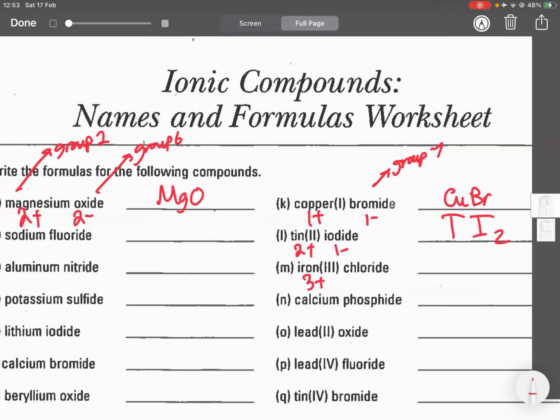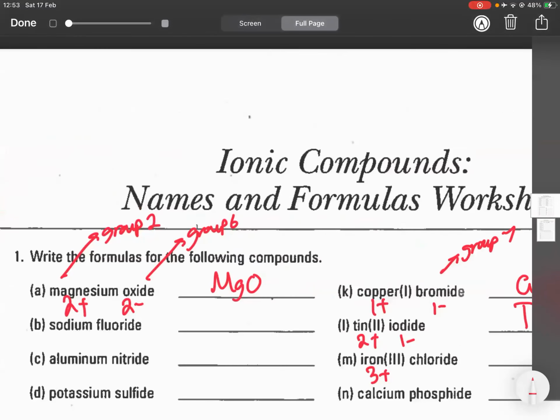Yeah. And then you just have to remember the periodic table. So group 1. You just have to remember how the group numbers are and the charges of them. And then the transition metals will be given in brackets like that. Okay? Mhm.